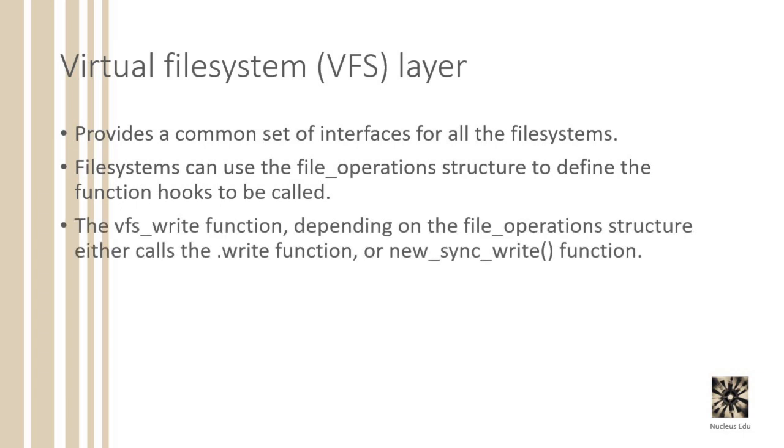So the function that your IO moved to was vfs_write, and depending on the file operations structure for the underlying file system, it either calls the .write function or the new_sync_write function, right? And we're going to look into two different file operations structures in the subsequent slides, and for both of them, the path that your IO would take is the new_sync_write function here. So that is what we're going to look at next.